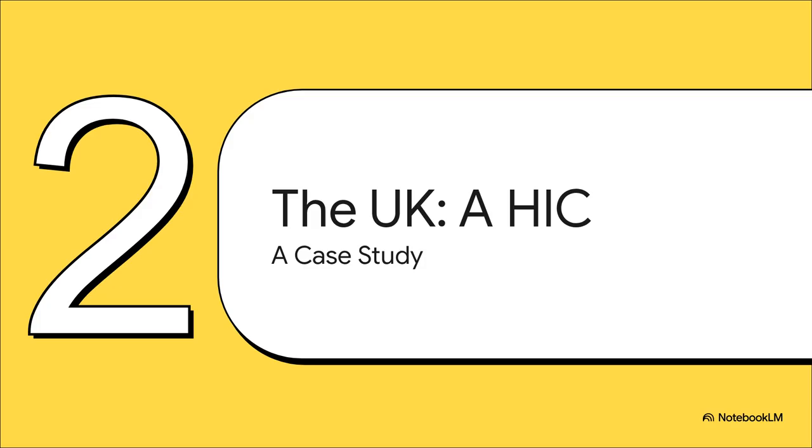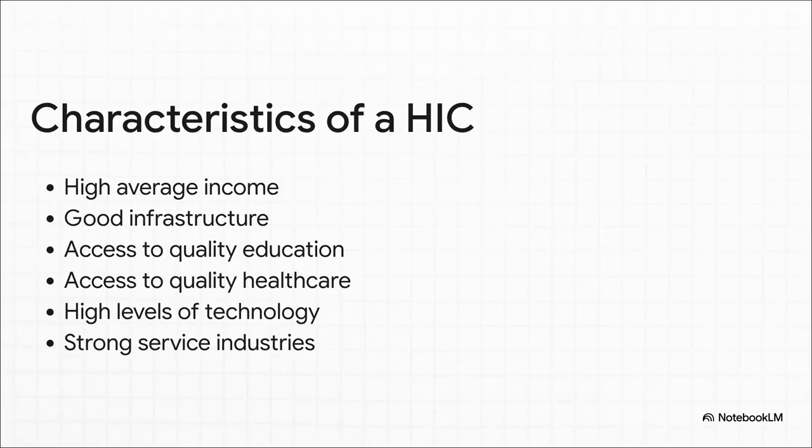All right, let's bring this down to earth with an example many of us will know well. The UK. It's classified as a high-income country, an HIC. So what does that actually mean for the people who live there day to day? Well, it's really about having a strong foundation. You've got good infrastructure, all the stuff we kind of take for granted, like reliable roads and fast internet. This allows for a high-tech economy that's heavy on services. But for the actual people, it means better access to good schools and quality healthcare. It all adds up to more opportunities and a higher quality of life.